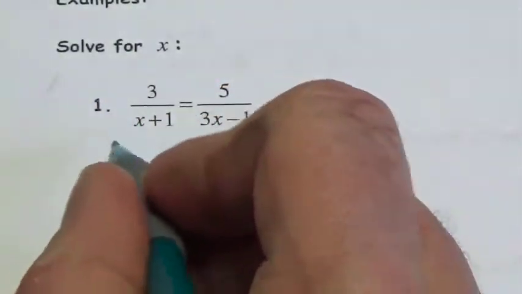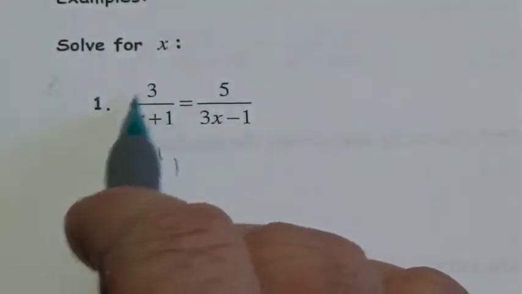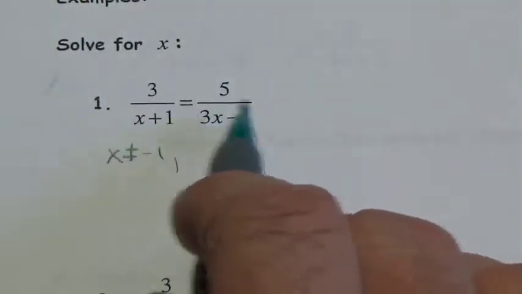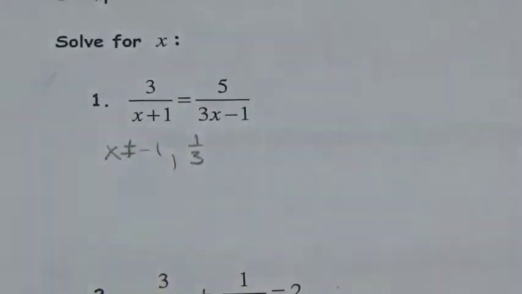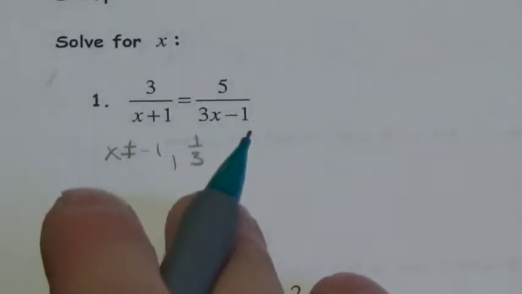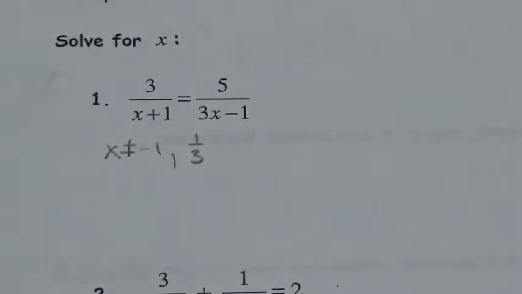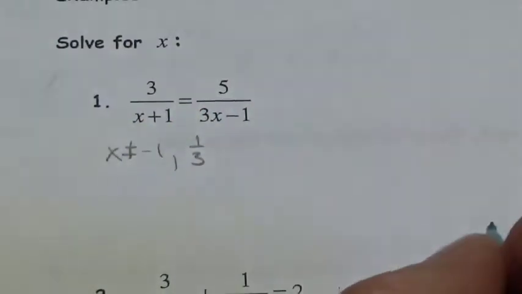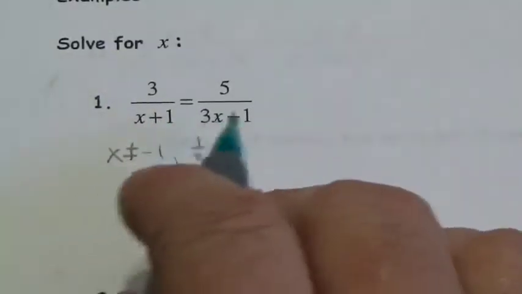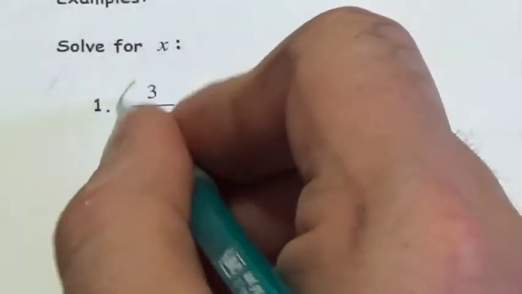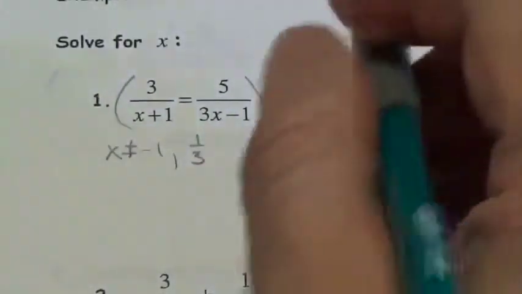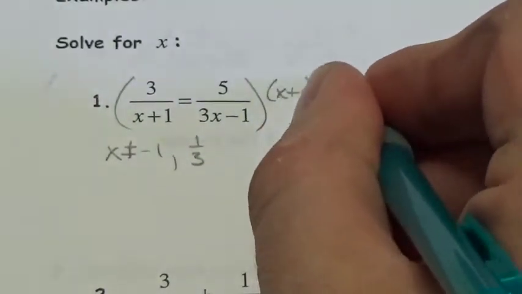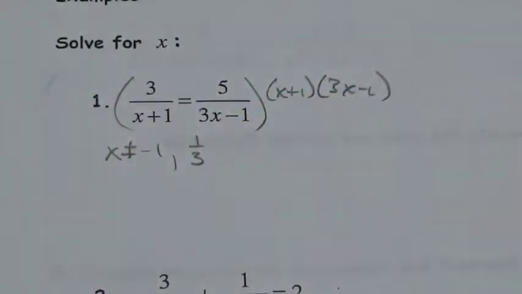Let's state the non-permissibles. I can tell that x cannot equal -1, because that's going to lead to an undefined value. I'm also going to get x cannot equal 1/3. As long as none of my answers include those numbers, I'm good. Now, my common denominator is simply going to be the product of those two factors, because there are no shared factors at all. So we're going to multiply all of the numerators by the common denominator, and multiply that through.